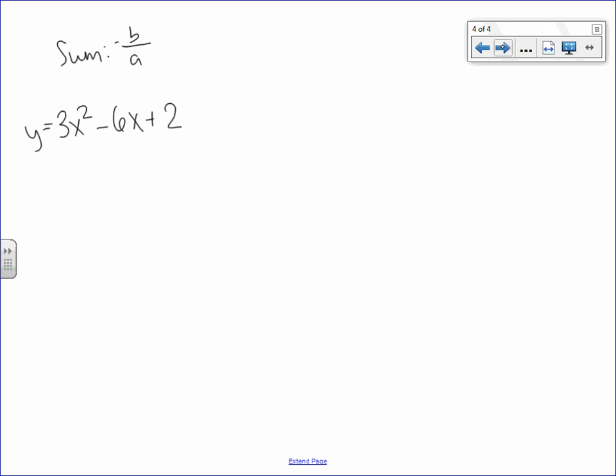I just know that the sum is negative b over a. Well, here's my b, so it's going to be negative 6 all over a. My a is 3. So that's going to give me positive 6 over 3, which is 2. So the sum of the roots for this quadratic is just 2. Okay, so that's how you could find the sum without actually having to go through and find the roots.